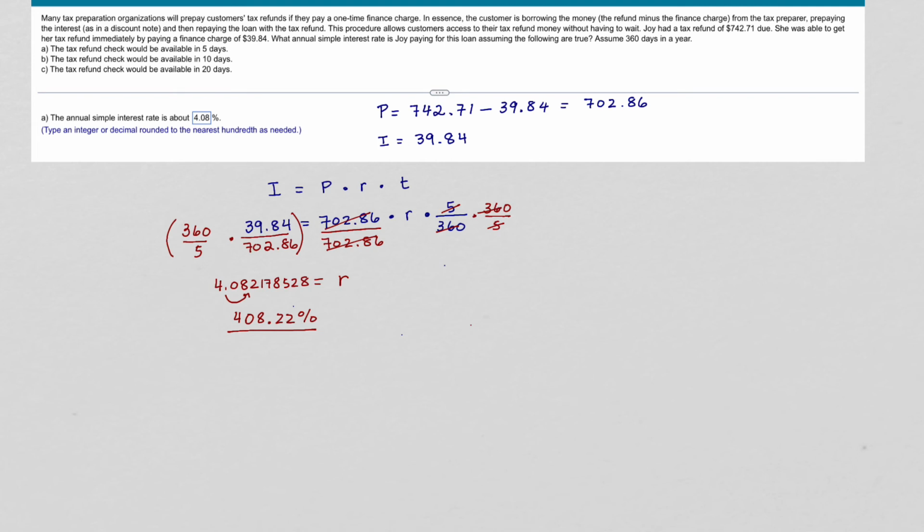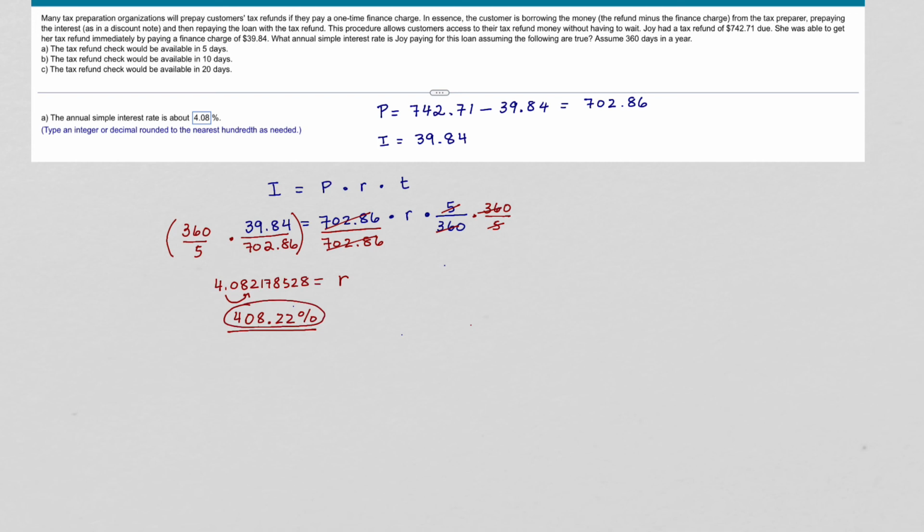So this is a real thing. The numbers are not exaggerated. If you are going to get your tax refund in just a few days, unless there is some really, really important reason why you need that money immediately, do not pay the finance charge to get your money earlier, because the interest rate is completely insane. So that's our answer for this one.